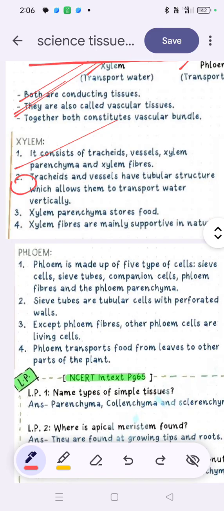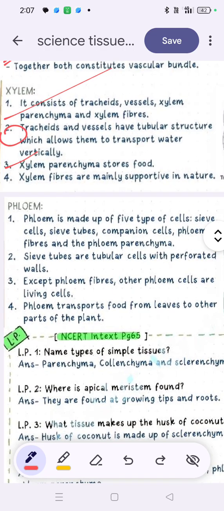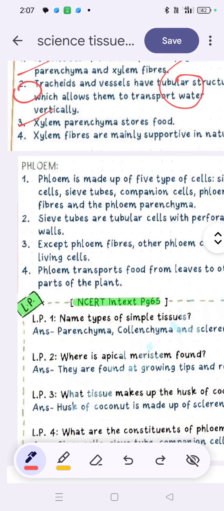Which organs of xylem allow liquid to be transported vertically? Xylem parenchyma stores food. Xylem fibers are mainly supportive in nature. So xylem is related to water, and phloem is related to food.